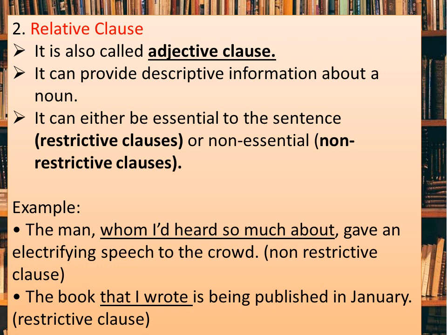So we can say that the book is being published in January, but there are many books which are being published in January. So which book? Of course, you have to describe or give additional information. That is why you have to put a relative clause or adjective clause. Okay? The kind of clause which can describe your noun or your subject. So in this case, our relative clause is that I wrote. What kind of book? Which book? Okay?